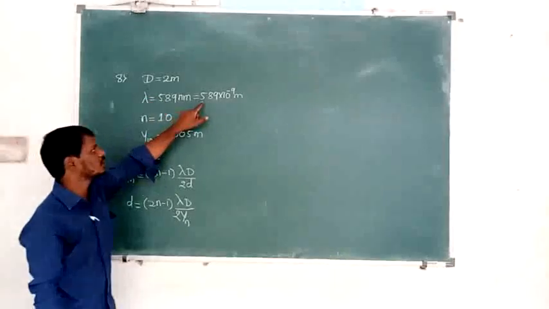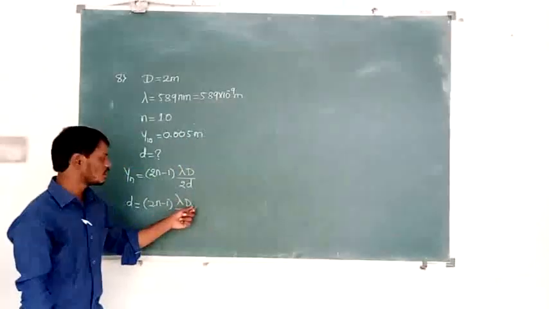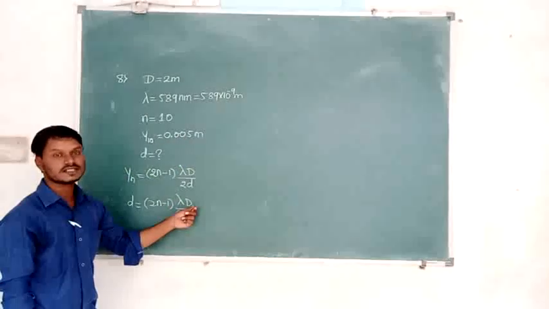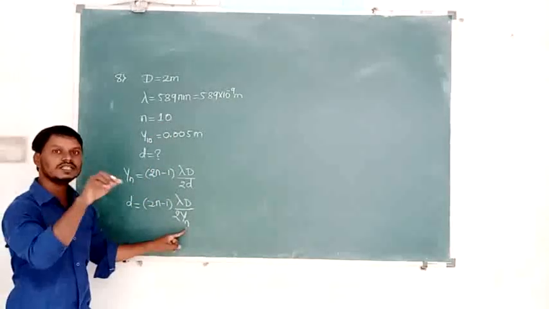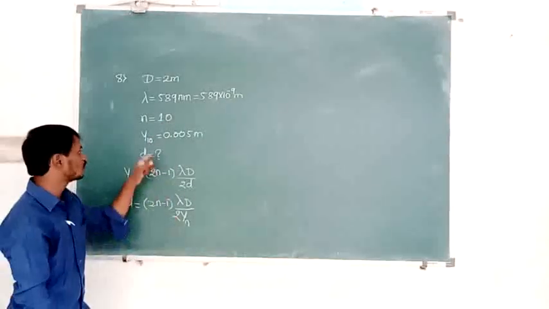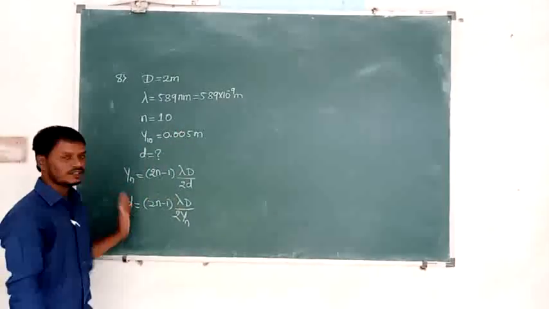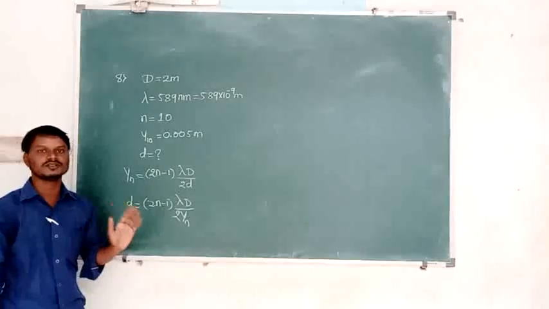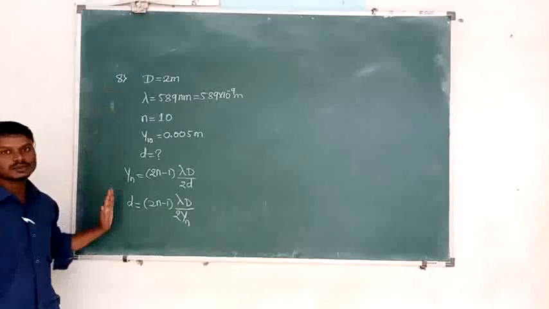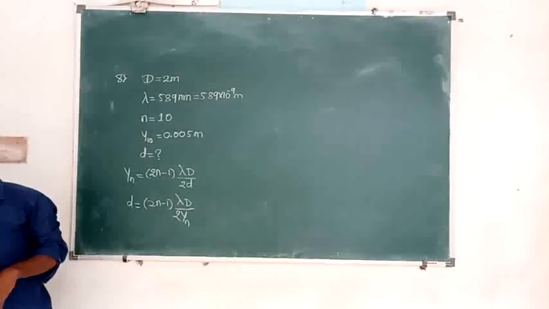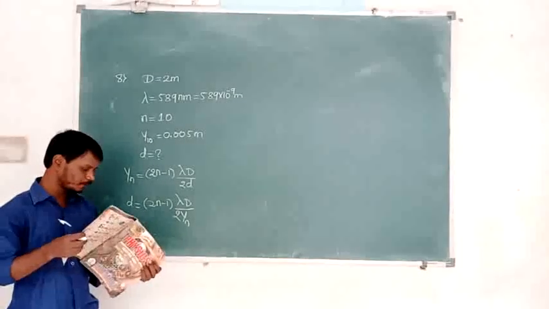And wavelength how much given? 589 into 10 to the power of minus 9 meter. And what is the distance of the screen from the slits given? That is 2 meter. And position of the 10th minimum from the central maximum, that is how much? 0.005 meter. Substitute all those values, you will get the answer. I hope you will solve the given question. Next question. That is 9th one.